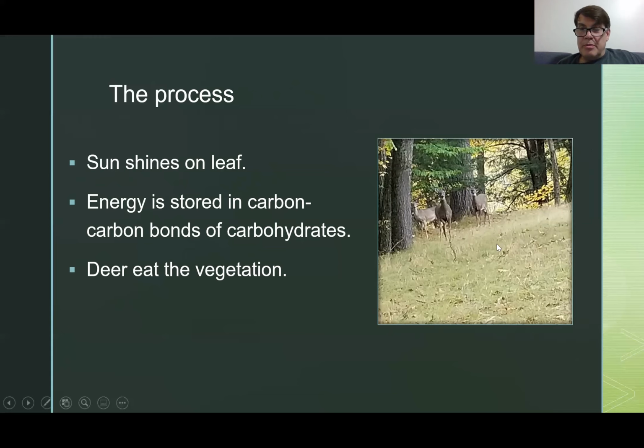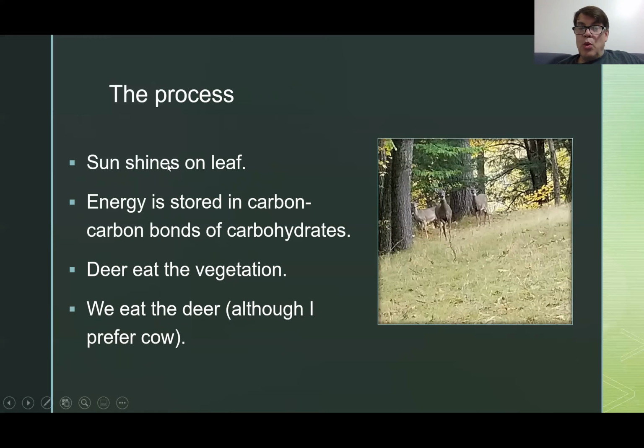So the deer, thus the picture, eat the vegetation that is storing the energy in the leaf, and then we eat the deer, although I prefer cow. Actually, I was invited over to someone's house Sunday for dinner, and they fed me venison, which I ate, thankfully, but I prefer cow. So this is the process: the sun shines on the leaf, the deer eats the leaf, I eat the deer, and we're all happy.